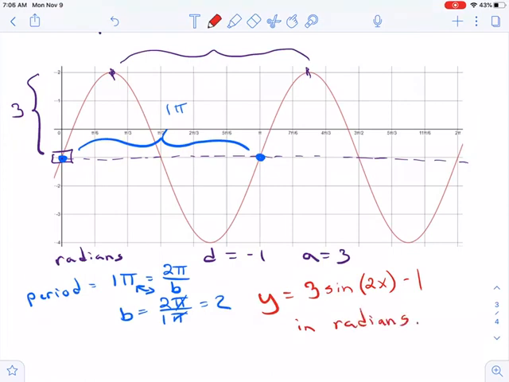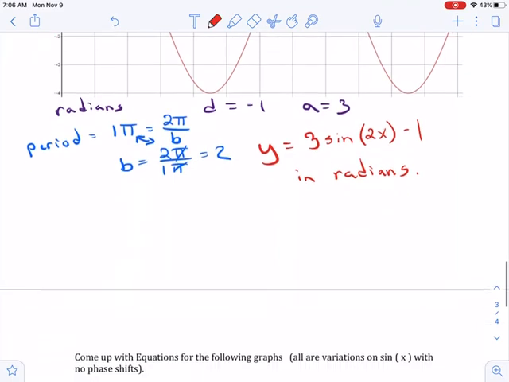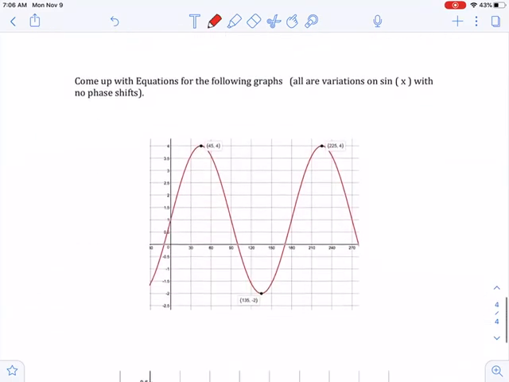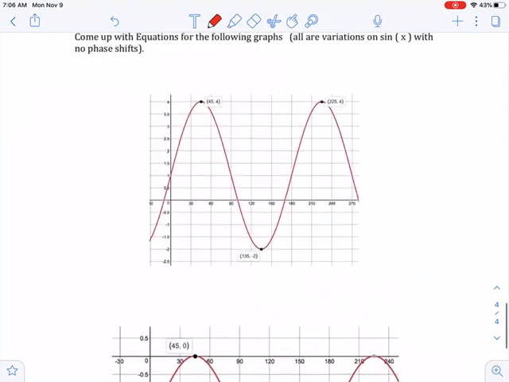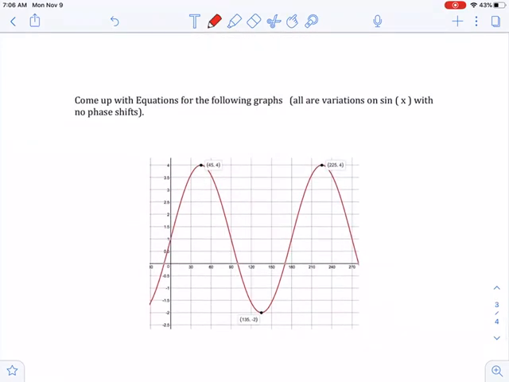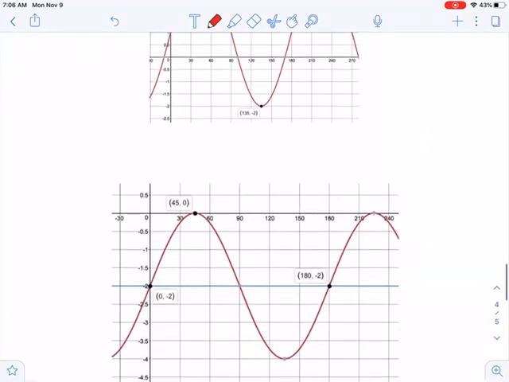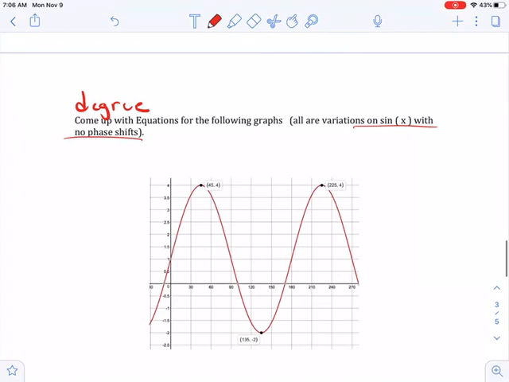So to round out this day, because I know there have been a few disjoint things that we're hoping to complete, all I want us to do is to see if we can come up with the equations for these two graphs. I did mention that they are just variations on sine of x with no phase shifts. And I believe, let me just double check, they're both in degrees. I'll be completing these notes here and uploading them so that you can spot check.